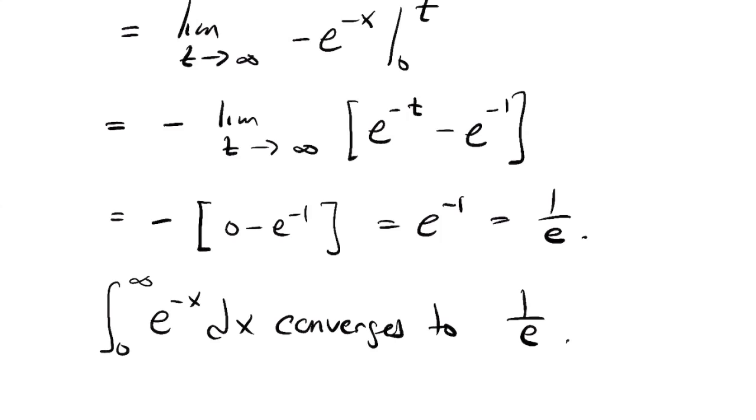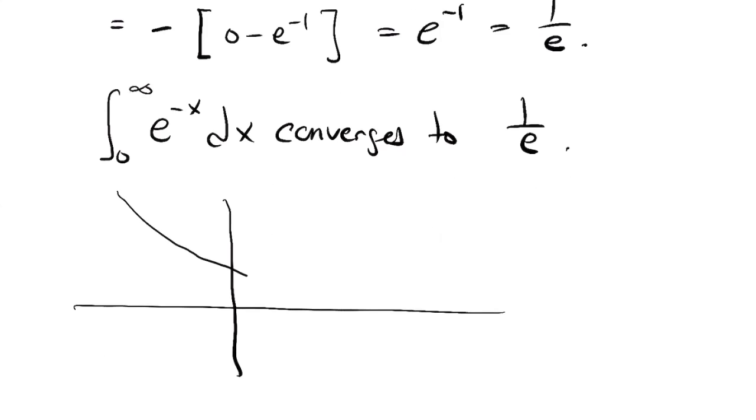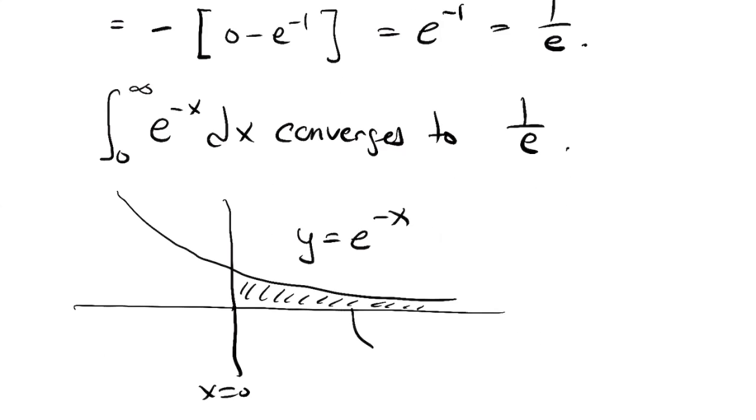Converges to 1 over e. If we looked graphically at what we just did, y equals e to the minus x looks like that. We started from x equals 0. So we were talking about that region in the plane, the infinite region under the graph of y equals e to the negative x. And we just calculated its area: 1 over e. Nice.